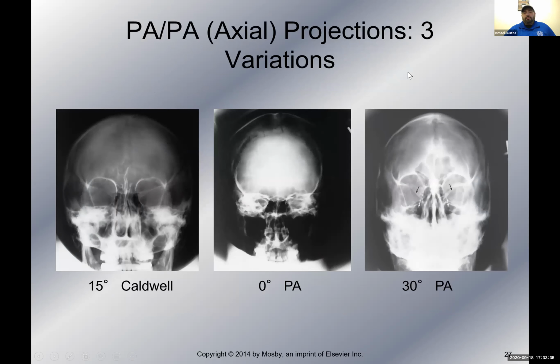Here's a projection of all three: Caldwell, PA 0 degree, 30 degree PA. Which one's best for frontal bone projection? This one, 0 degree. Which one can visualize the infraorbital margin and superior orbital fissures? This one here. Which one is for the supraorbital margin, and you can see some of the frontal bone as well? This one here. So again, know the difference between each, know what they're used for.